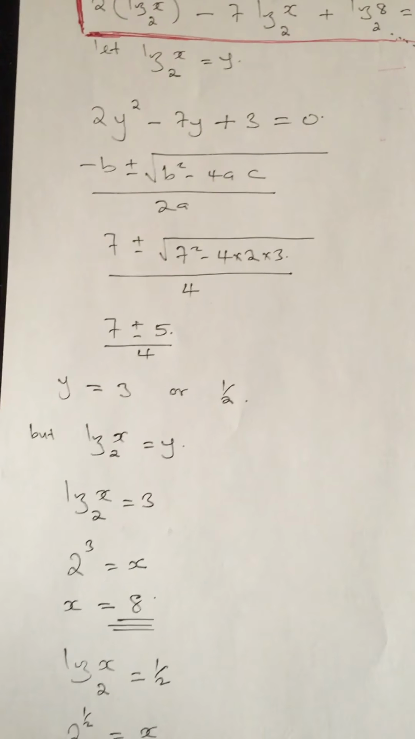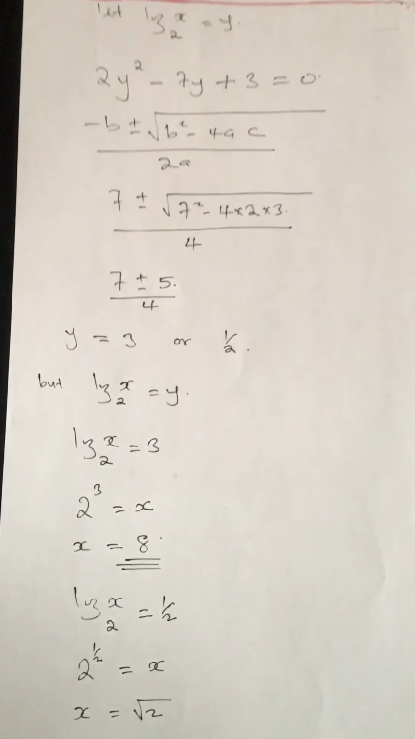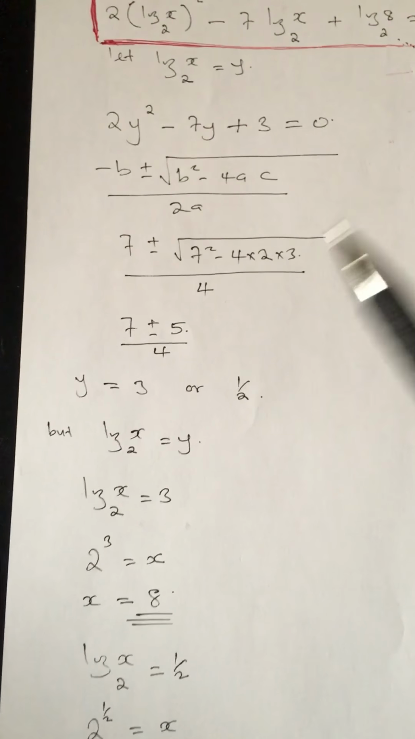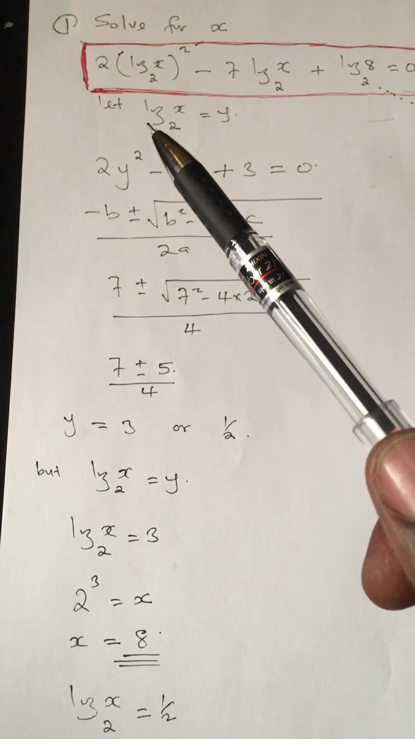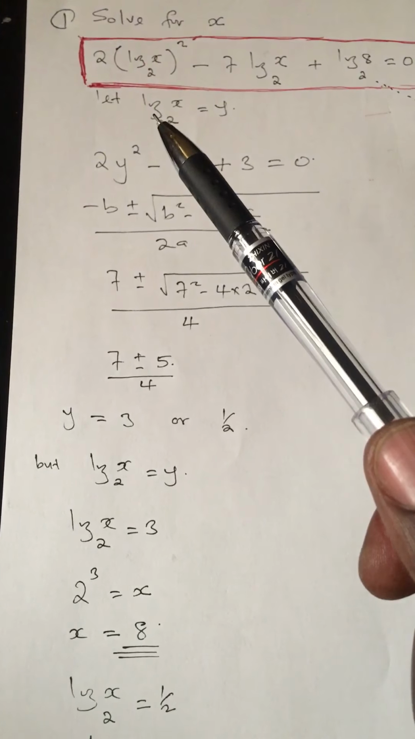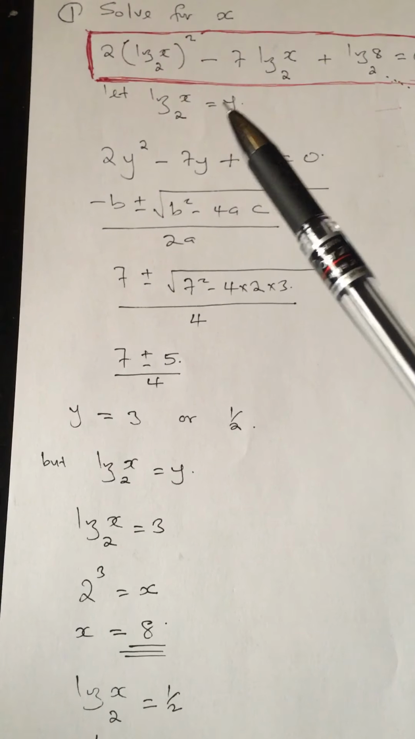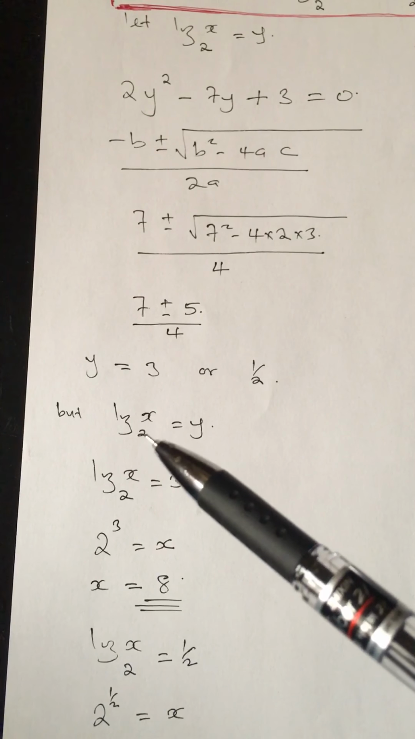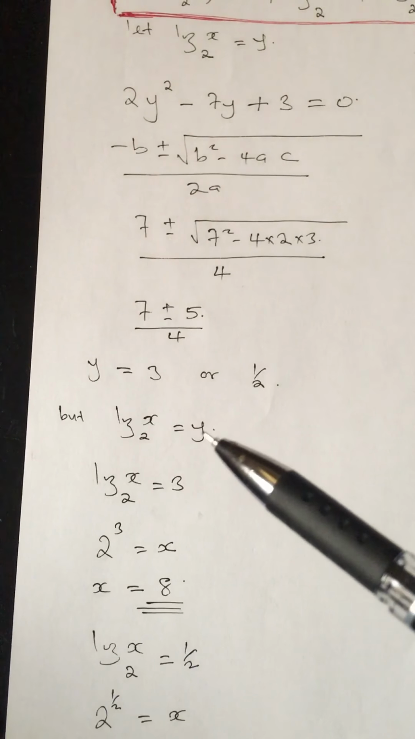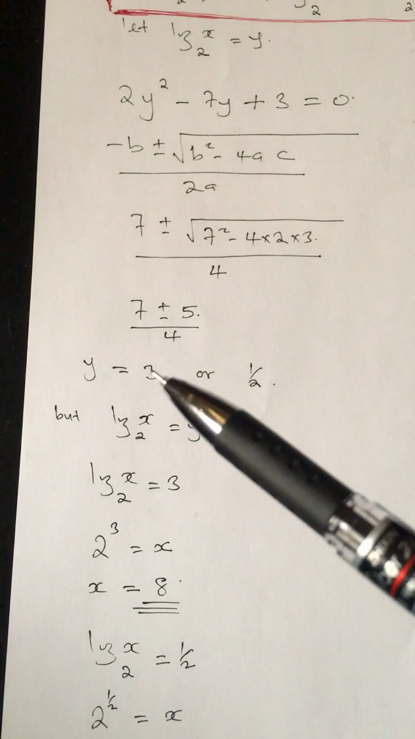Ukishapata the 3 or a half value, you are not asked to get the value of y. We mwenyewe ndio ulijiletea these values of y. So you go back to that statement of let. Ulikuwa na log x base 2 equals to y. So you'll say let log x base 2 equals to y. Then the value of y is 3.